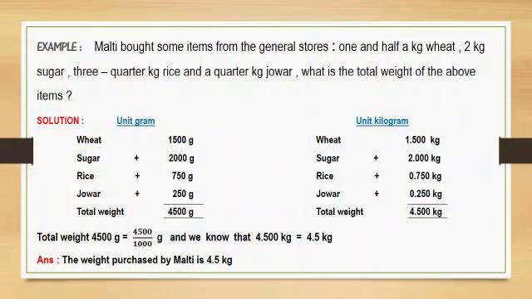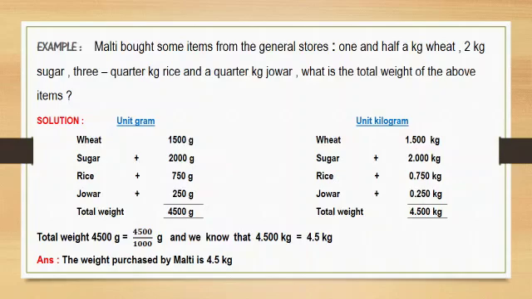Example: Malati bought some items from the general stores. 1.5 kg wheat, 2 kg sugar, 3/4 kg rice and 1/4 kg jowar. What is the total weight of the above items? Solution. First we will solve with unit gram.